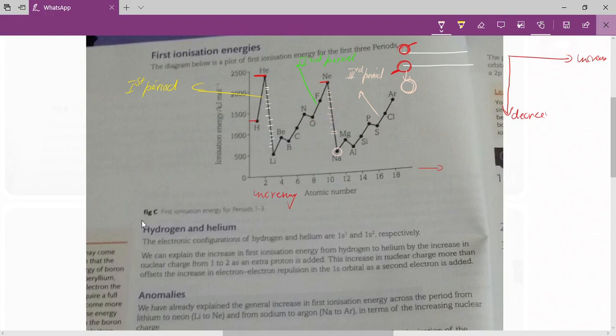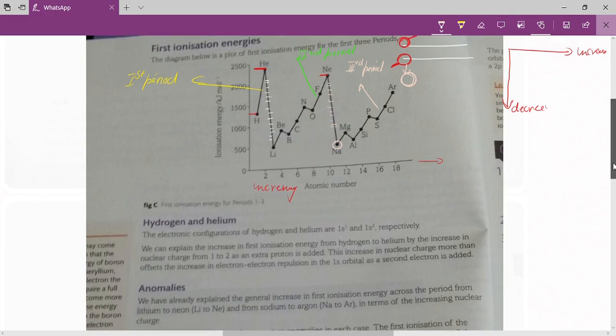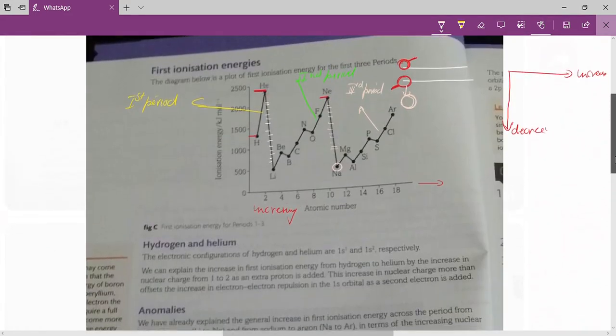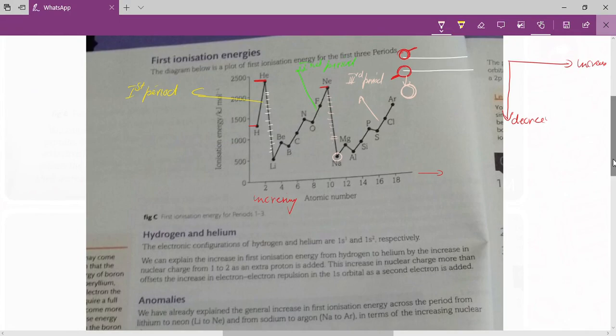Next, hydrogen and helium, they are explaining electronic configuration. Do you understand this one clearly? Yeah, this one I understood clearly. Just try to listen to what I am explaining in this class, and then you will be able to explain this graph. I am also quite sure that your teacher would give this graph and ask you to explain it.